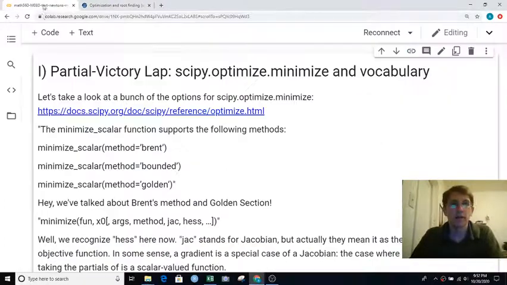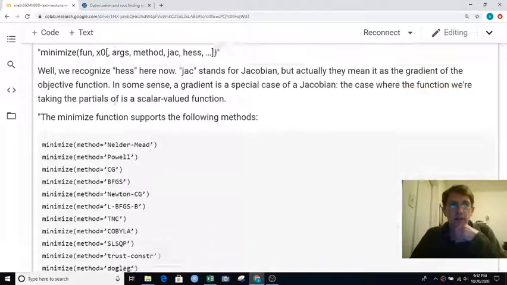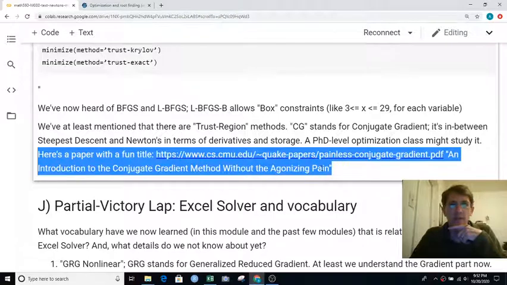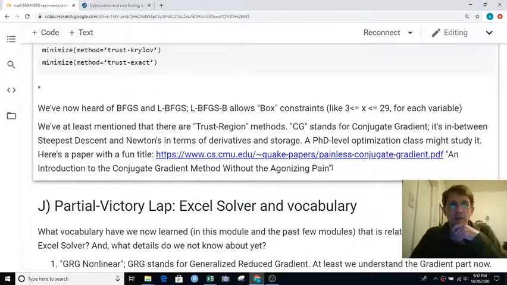Let's take a look here. We just talked about all that. Let's see. Apparently I'm not the only person who had trouble with conjugate gradient methods, because someone wrote a paper with an interesting sounding title here. So if you're curious, you can go look that up.